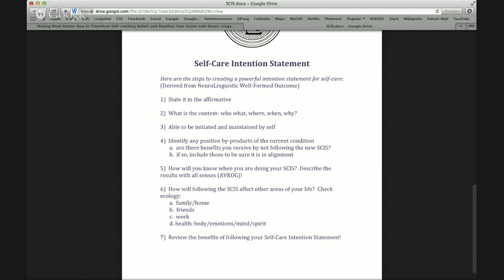I'm going to go ahead and close out the screen share again. So like I said, that is based on the structure of a well-formed outcome. So you can work on any kind of visioning project, whether it be for your professional life, your personal life, relationship, etc., anything. And I just chose self-care because I think it's really close to my heart.